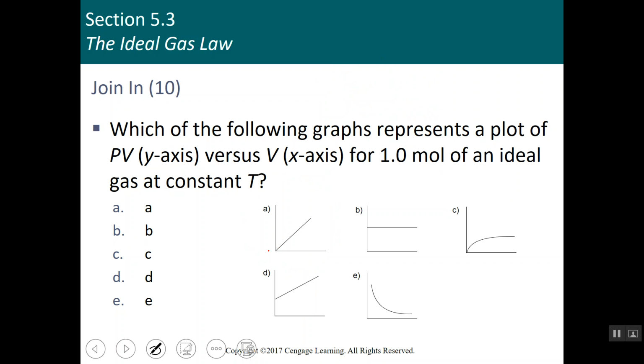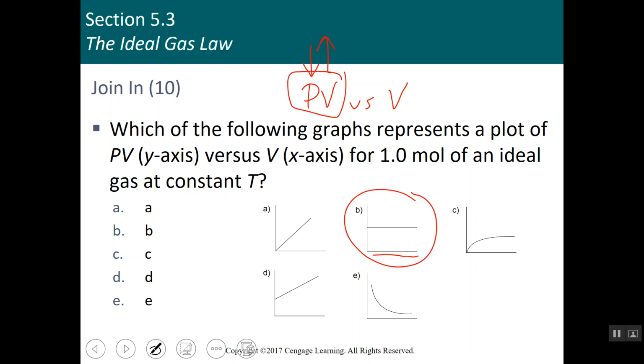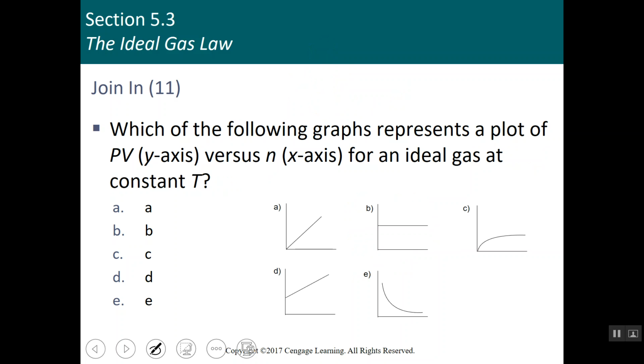Join in 10 is pressure. This was a different one. You're plotting pressure times volume versus volume. Since pressure and volume are inversely proportional, every time we increase the volume, the pressure has to decrease. That means the product is going to be a constant, because as volume increases, pressure is adjusting, and so that's always going to be held constant according to Boyle's law.